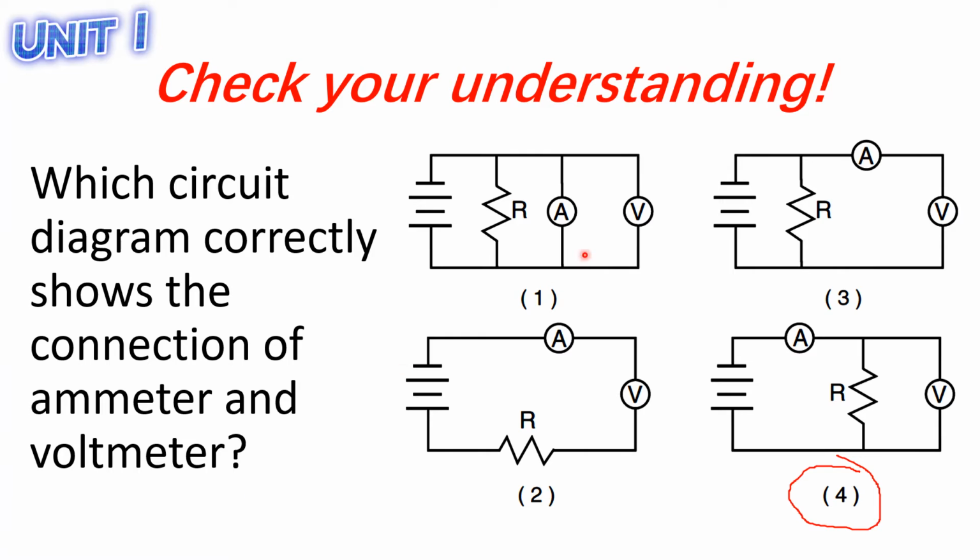If you look at number 1, the ammeter is in a parallel circuit, so this one is wrong. Your voltmeter here is in parallel. However, your ammeter is in a parallel circuit, which is wrong. For number 2, the ammeter is correctly placed in a series circuit. However, your voltmeter is placed in series. So the correct answer is number 4 because the ammeter is in series and the voltmeter is in parallel.